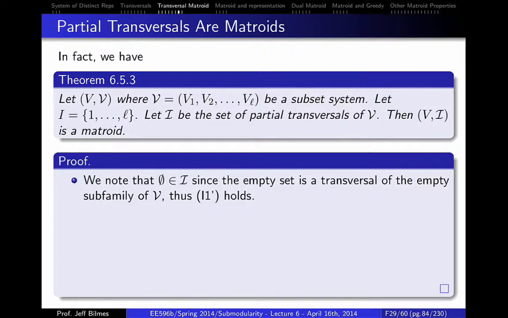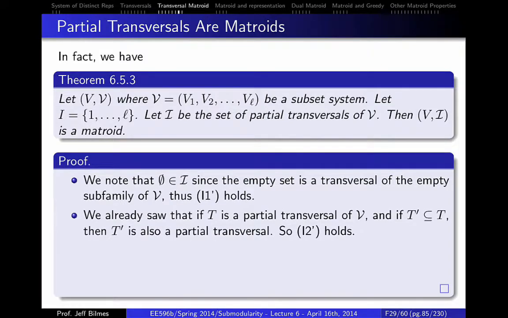So the first thing to note to prove it's a matroid is that the empty set is a member of the independent sets. So the independent sets are the partial transversals. So is the empty set a partial transversal? It certainly doesn't violate any of the transversal properties, so therefore I1 prime holds. And then secondly, we've already seen that if you've got a transversal, then a subset of a transversal is a transversal. So we've got the down-closed property of a transversal. Okay?